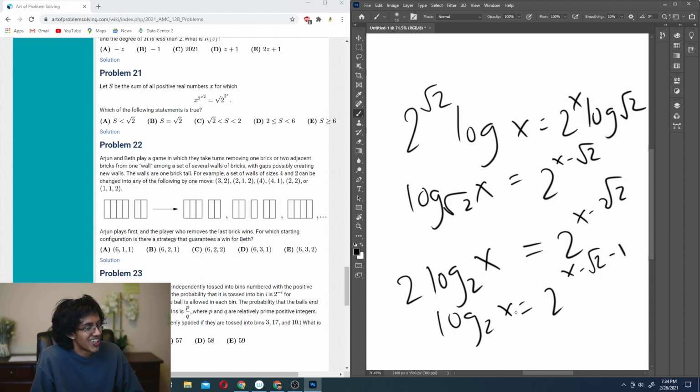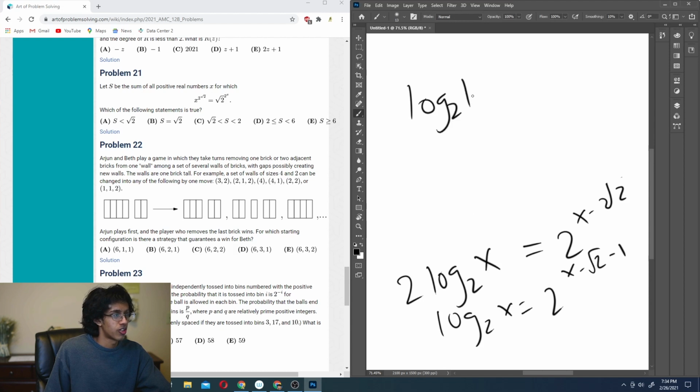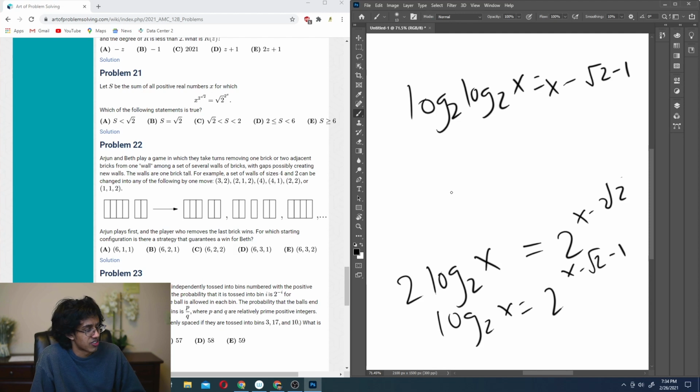Once we take the log again, let's see, maybe you get log 2 of x is equal to x minus root 2 minus 1. Is that good? I don't think that's good. Well, okay, we can also write this as x is equal to 2 to the 2 to the x minus root 2 minus 1. So x is positive, which doesn't mean anything, right?